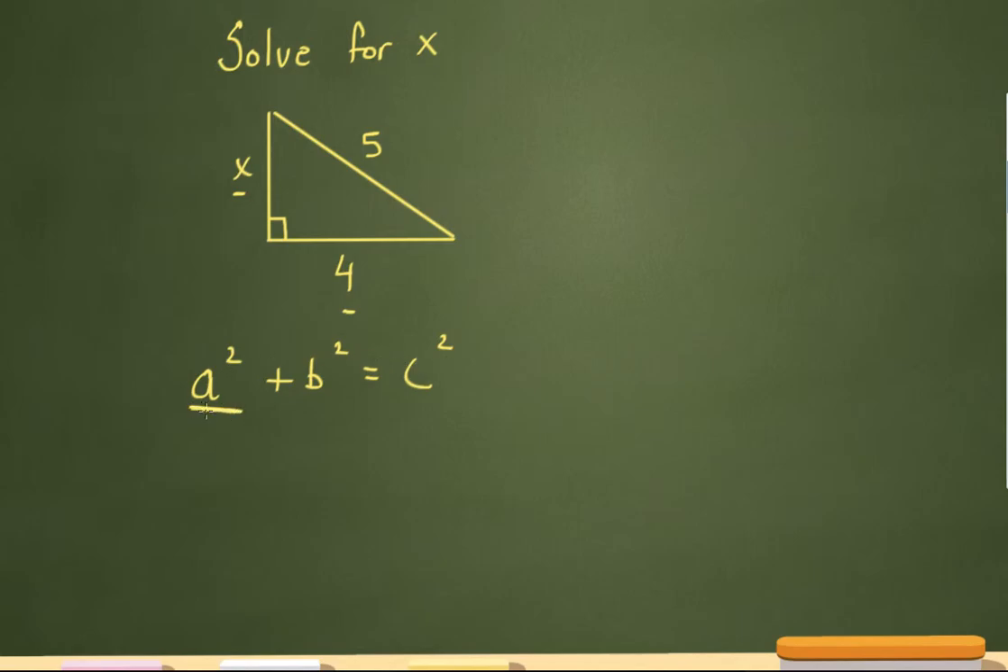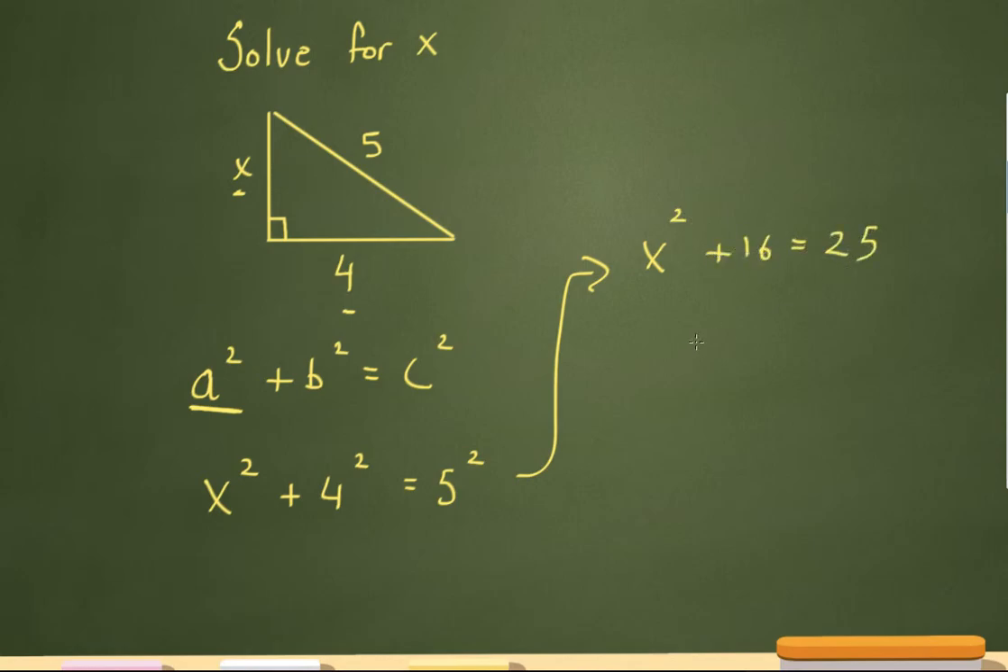So over here, I don't know what the a is, which is the x. So instead of the a, I'll just replace that with the x. That'll be x squared. My second leg is 4, which will be 4 squared. And c in this case will be 5, which will make it 5 squared. So x squared plus 16 will equal 25. Subtract 16 on both sides, x squared will equal 9. And if I square root x, that will give me 3. So we know that this side is 3.